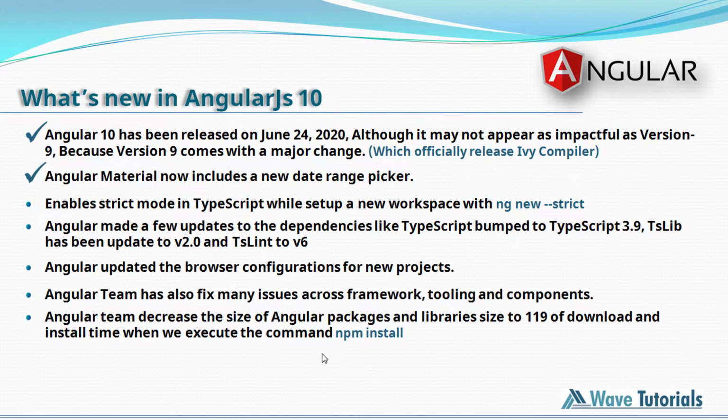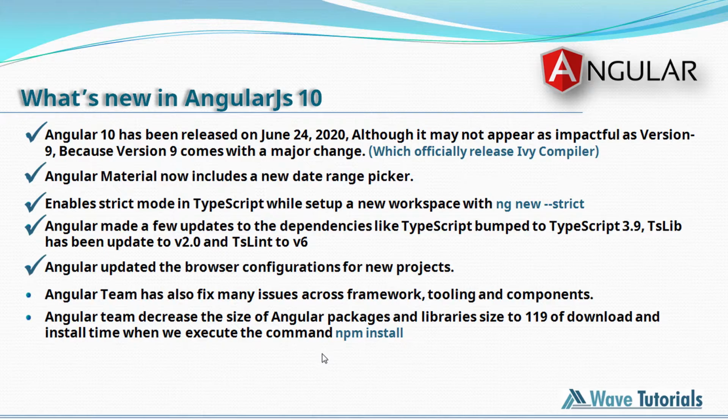So in Angular 10, Angular Material includes a new date range picker. Also it enables strict mode in TypeScript while setting up a new project using the command ng new, the project name, and the --strict keyword. Angular made a few updates to the dependencies: TypeScript jumped to TypeScript 3.9, TSLib has been updated to version 2.0, and TSLint to version 6. So Angular 10 supports most of the major versions which are required to execute a project.